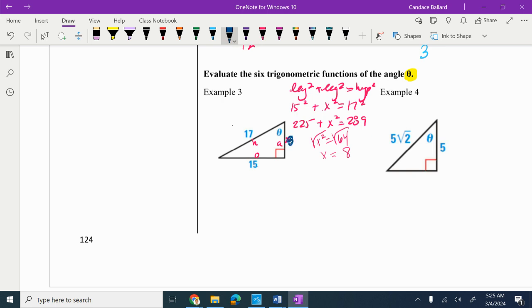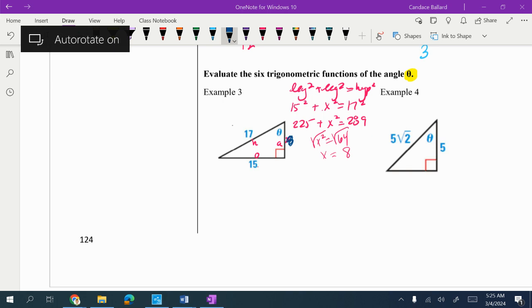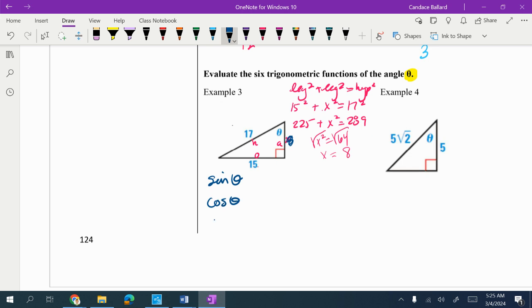And now I'm going to find my 6 trig functions. And I didn't give them to you, you have to write them out. So I want to not just do the new ones we just learned. I'm going to do sine, cosine, tangent, and then I'm going to put their reciprocals over here, cosecant, secant, and cotangent.